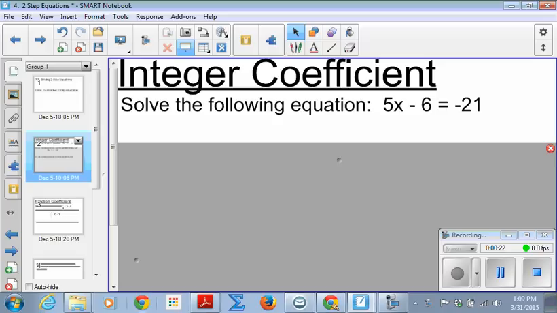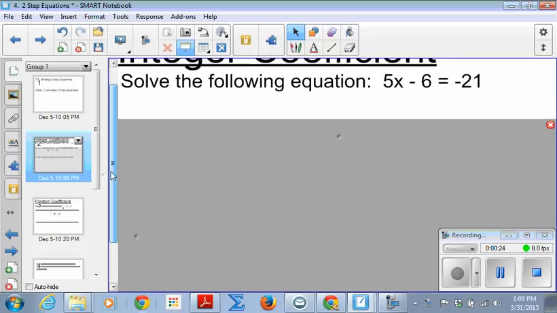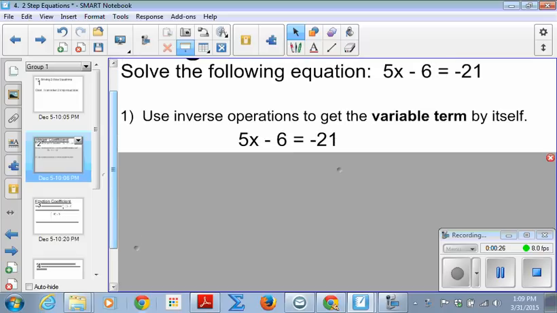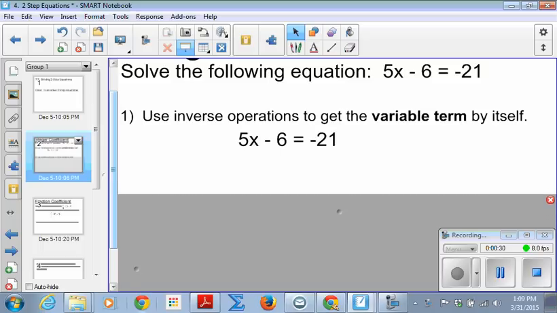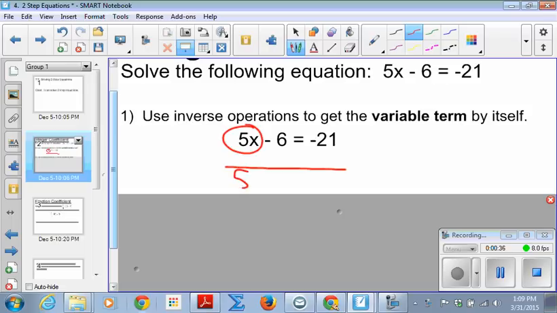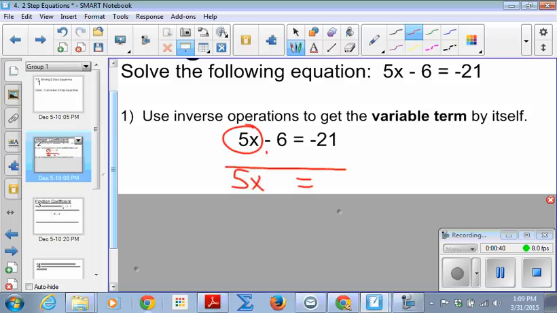So we're going to solve 5x minus 6 equals negative 21. We start by doing the inverse operation to get the variable term by itself. The variable term in this case is 5x. We want to get 5x all by itself. To do that, we get rid of that minus 6 by adding it to both sides. So that goes away. Negative 21 plus 6 equals negative 15.